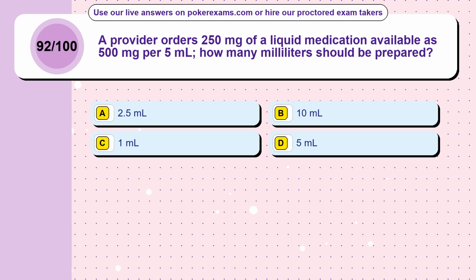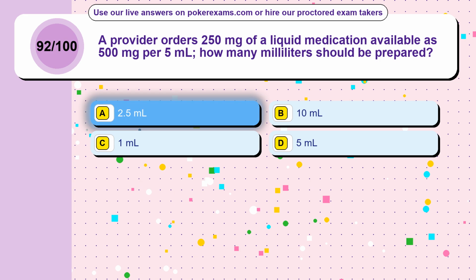Question 92. A provider orders 250 mg of a liquid medication available as 500 mg per 5 ml. How many milliliters should be prepared? Option A, 2.5 ml. Option B, 10 ml. Option C, 1 ml. Option D, 5 ml. The correct answer is option A, 2.5 ml.